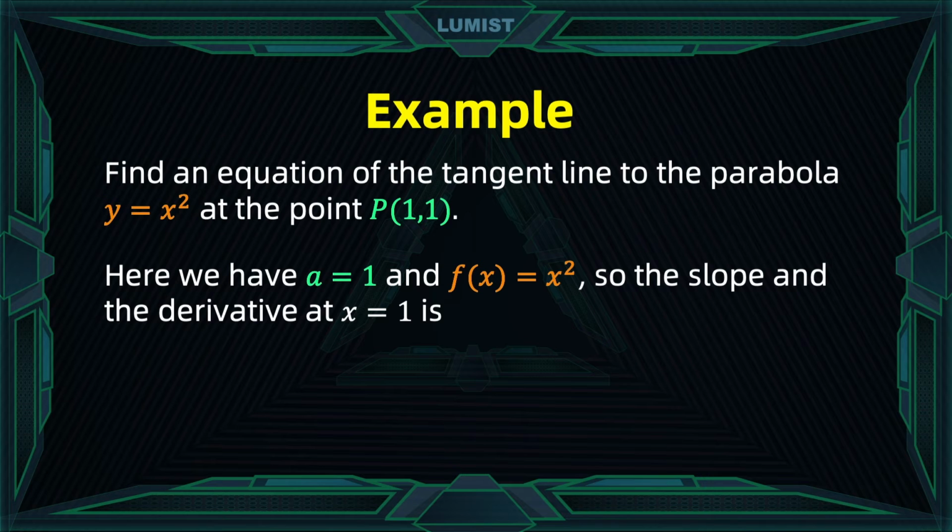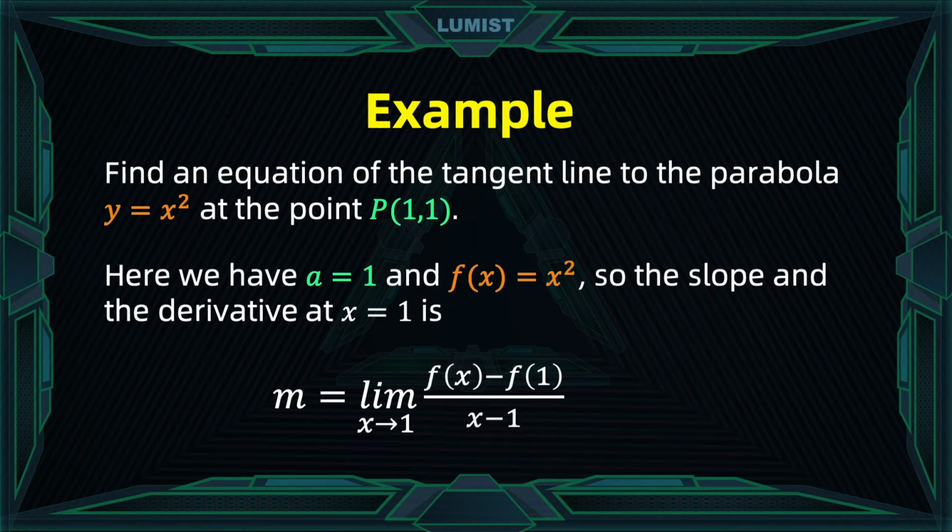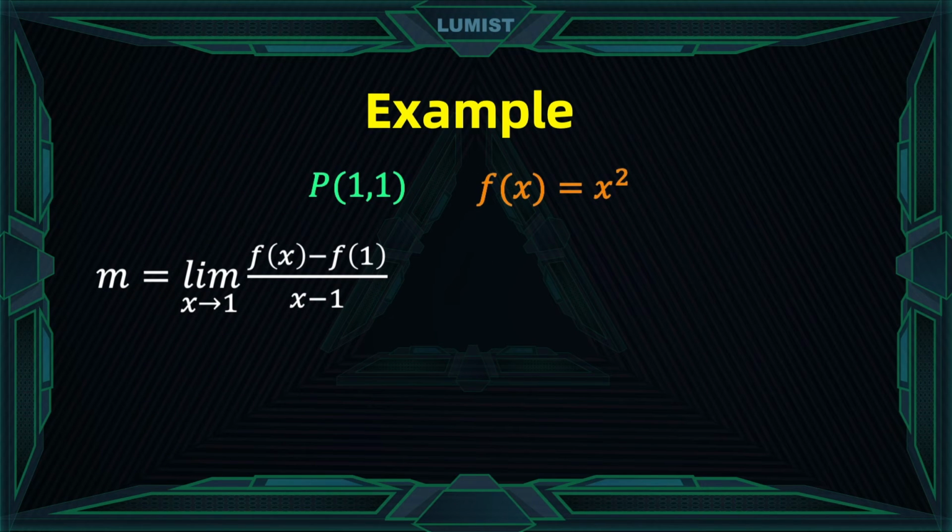So the slope of the derivative at x equals 1 can be found by the equation of the slope, which is m equals the limit of x approaching 1 of f of x minus f of 1 over x minus 1. So here, when we plug it back into the equation, you will have x squared minus 1, because if you plug in 1 into the equation, you will just get 1, over x minus 1, right? So the next step is I simplify it by factoring.